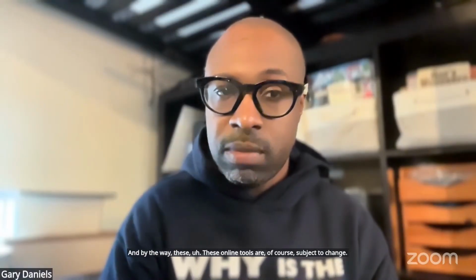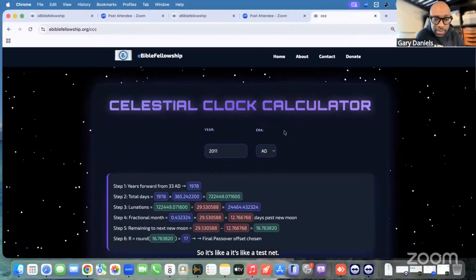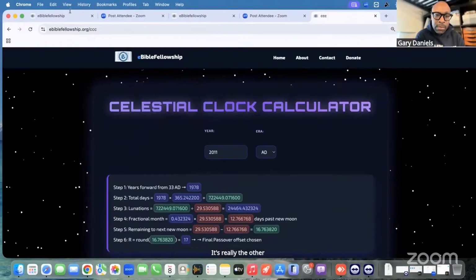Let me just pull it up here. By the way, these online tools are of course subject to change. With these types of developments, sometimes you might find an error. So I've tried, as much as possible, to go through it to make sure everything's accurate, and that's why I haven't publicly released them. So it's like a test net. Yeah, you could say that. But this is all sound. It's really the other one that I'm making sure everything is matching.